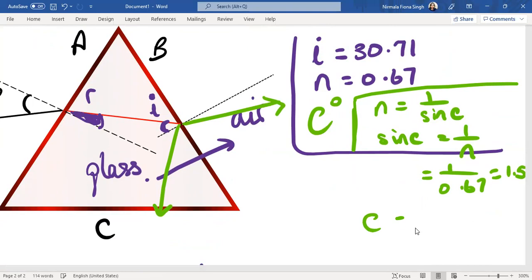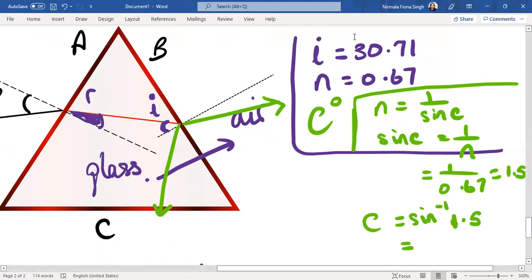To get your C, it's going to be sine inverse of 1.5, and you will actually get an error. Everybody try this for me right now. Tell me if you get an answer when you find the sine inverse of 1.5. Calculator should say math error or E. Good. Why? Because you cannot find the inverse sine of a number greater than 1.